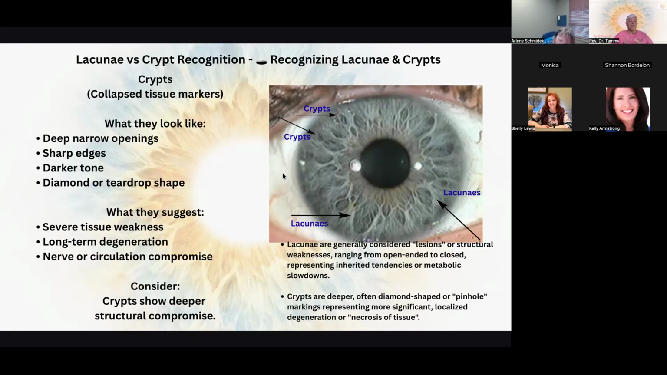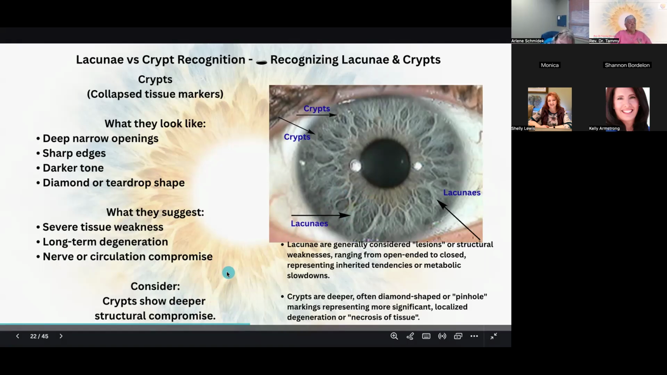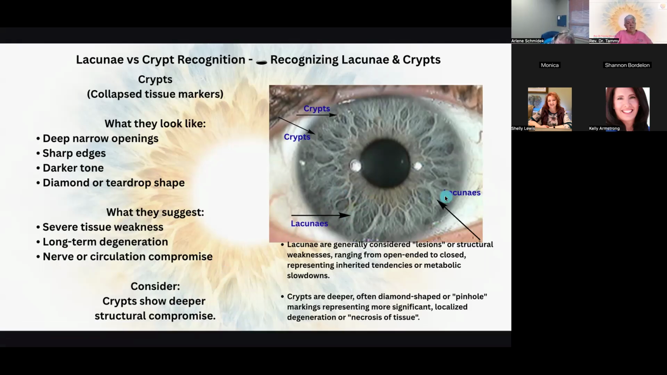So the tissue is starting to die in that area or degenerate. Long-term degeneration, nerve or circulation compromise. So let's say you got somebody that's got a back issue, which this is the back area, and maybe they got some nerve impingement. That's what's happening here. The body is just trying to protect itself, and now you're going to start getting some tissue degeneration in there. So you want to look at these crypts, see how deep they are, how structurally compromised. But it's not that they can't be turned around, because they can.